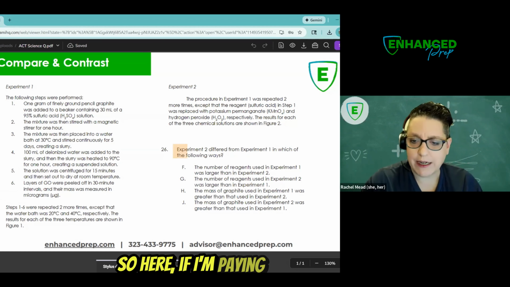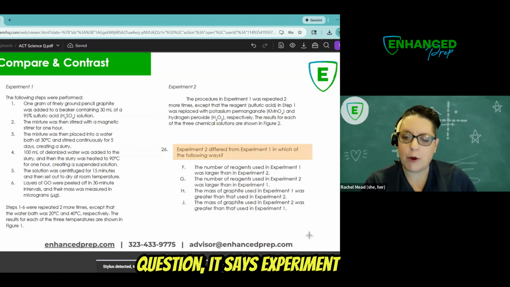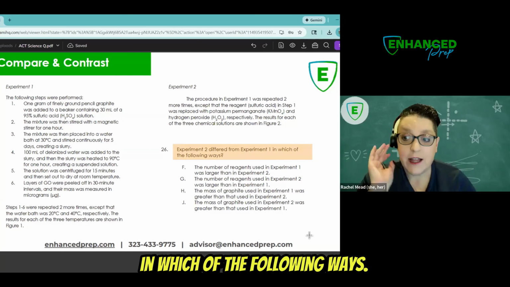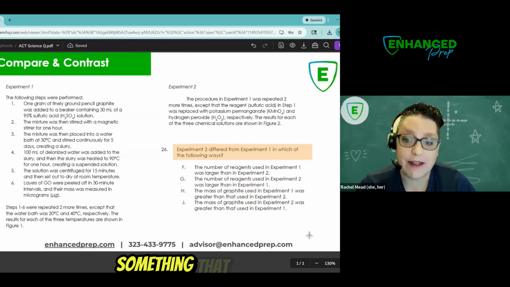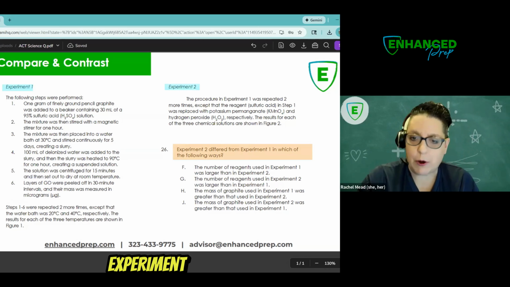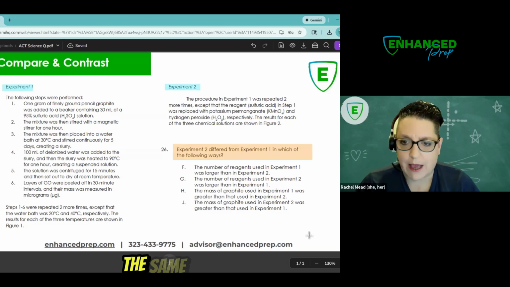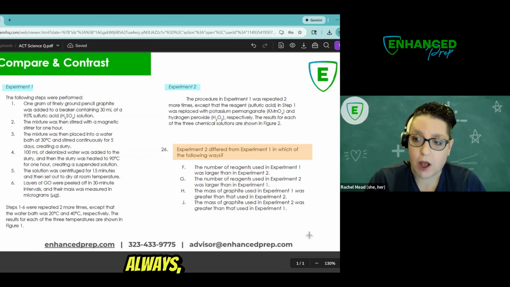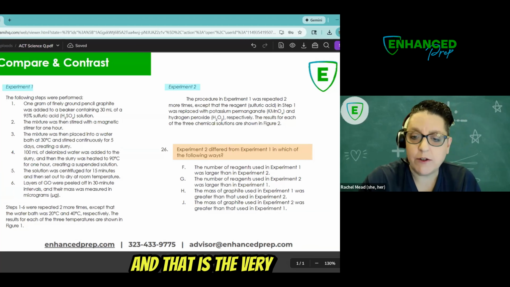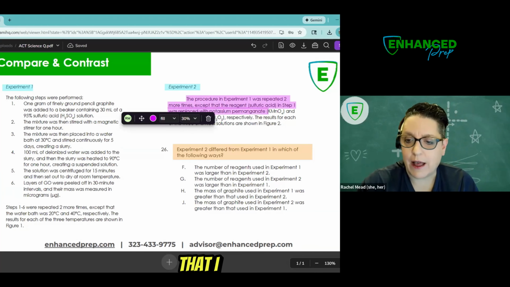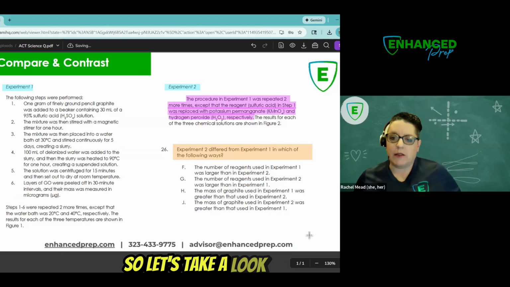So here, if I'm paying attention to this question, it says experiment 2 differed from experiment 1 in which of the following ways? Now, here's the insider secret and something that the test writers don't tell you. If I want to compare experiment 1 and experiment 2 in terms of how they are the same and how they are different, there is one place that I always look, and it tells me everything that I need to know. And that is the very first sentence underneath my second experiment that I am comparing. So let's take a look at this sentence here.